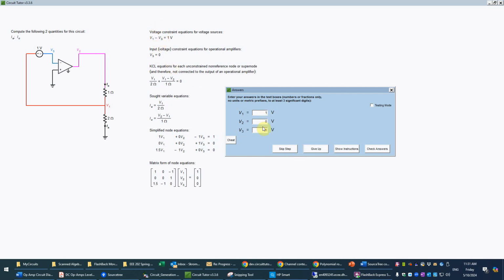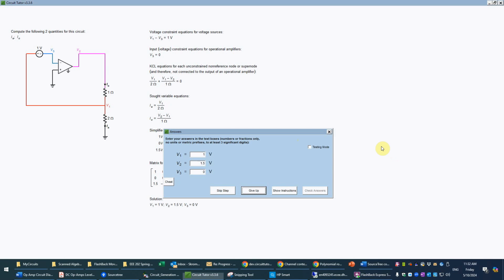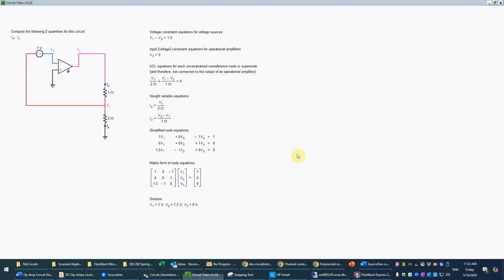And then for V2 now, we have to come down to perhaps this equation, the third one here. And that says that V2, if we bring that over to the right-hand side, is just equal to 1.5 times V1, which is 1.5 times 1, or V2 is just equal to 1.5. And that should be complete now. Again, we could have skipped the step if we know the final answers, but that is correct.